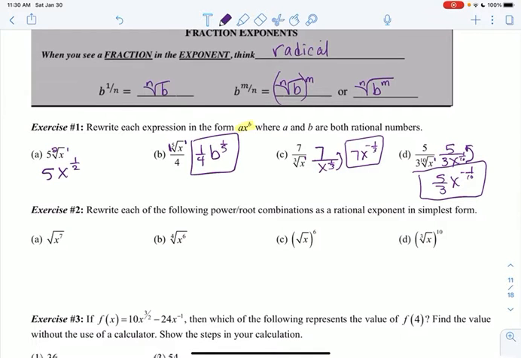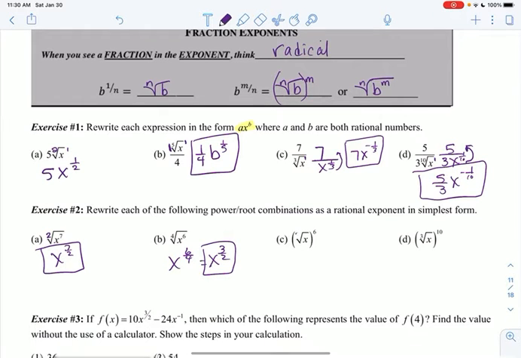In exercise 2, I just want to rewrite each of the following root combinations as a rational exponent in simplest form. So remember, this is a 2 if there's no number, so it's x to the 7/2. All right, the root is the denominator and the exponent is your numerator. So x to the 6/4. Now this you can actually reduce, and you could write it as x to the 3/2.